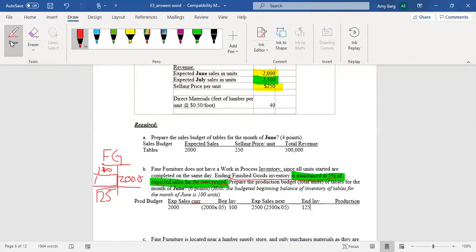So we need to know how many do we need to make. If we start with 100, we're going to sell 2,000 and we want to have 125 left. How many do we need to make? That's this production number here. And if we do the T account, if we do the A plus B minus C equals D, if we do the math, so 2,000 plus 125 minus 100, we get that the production amount is 2,025. Does that make sense?